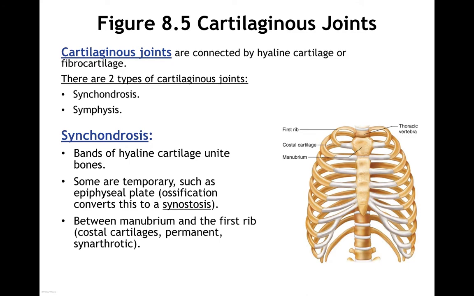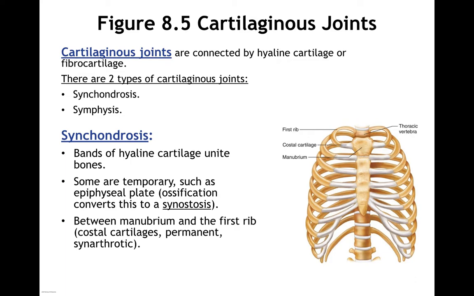Cartilaginous joints are connected by hyaline cartilage or fibrocartilage. There are two major types of cartilaginous joints, either a synchondrosis or a symphysis. In a synchondrosis, there are bands of hyaline cartilage that unite the bones together.